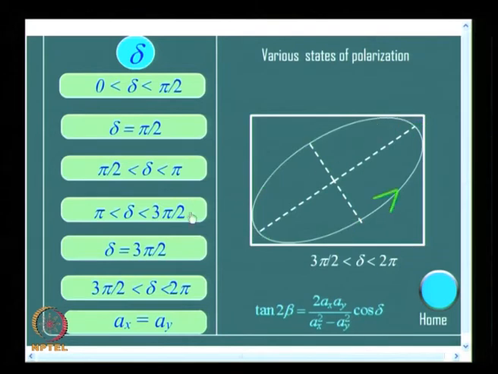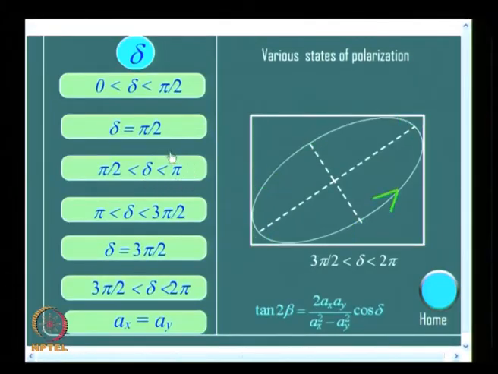So, you have 3 cases where you have anti-clockwise, you have 3 cases where you have clockwise, and when delta equals 0, delta equals pi, or delta equals 2 pi, you will have plane polarized light coming out as plane polarized light, except the case which is slightly different is when delta equals pi. When delta equals pi, it will be rotated by some angle, but the state of polarization will remain still plane, but it will get rotated by some angle.